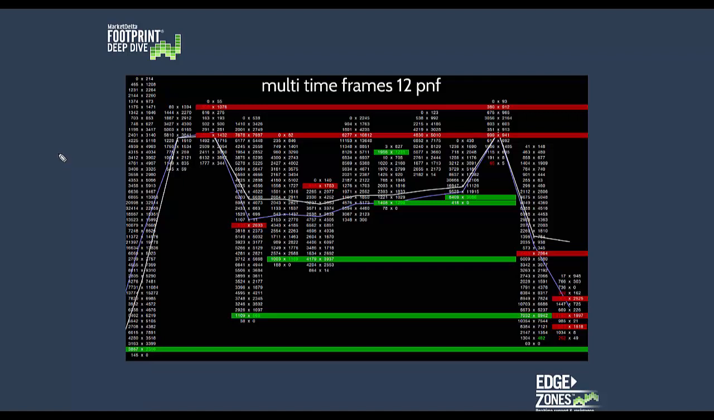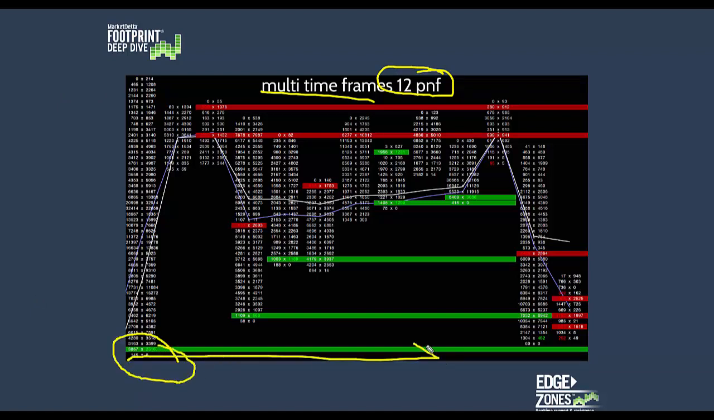So you could throw these up with different volume filters that don't give you too many or too little edge zones. So when I say multi-time frame, this image is again of the 12 PNF. You threw in, on the beginning of this move, a green zone that led to support. The other thing that I didn't mention, and I should, is that these zones are one price wide.